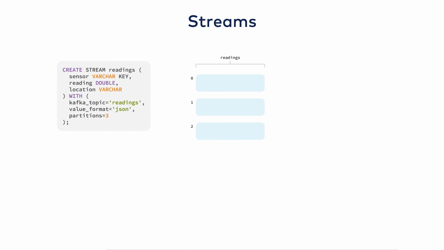A stream is a supercharged Kafka topic. In this SQL statement, I create a stream called readings. It has a schema of 3 columns, sensor, reading, and location, and their types are explicitly spelled out, string, double, and string. Notice that the sensor column is denoted with the key keyword. We'll look at what that means in just a second.